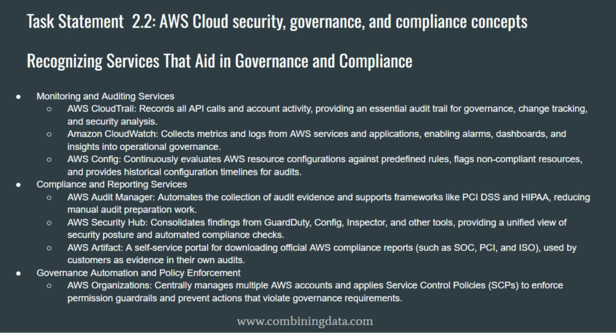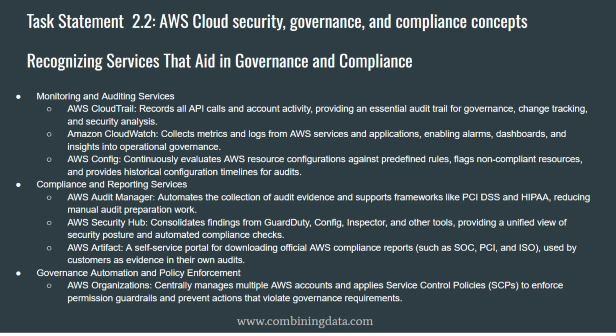AWS Security Hub brings findings from multiple security services into one place, giving you a unified view of your security and compliance posture. AWS Artifact is where you download official AWS compliance reports, such as SOC, PCI, and ISO to use as evidence in your own audits. Finally, governance automation and policy enforcement ensures rules are enforced before mistakes happen. AWS Organizations allows you to manage multiple accounts centrally and apply service control policies, which act as guardrails that prevent actions that violate governance or security requirements.